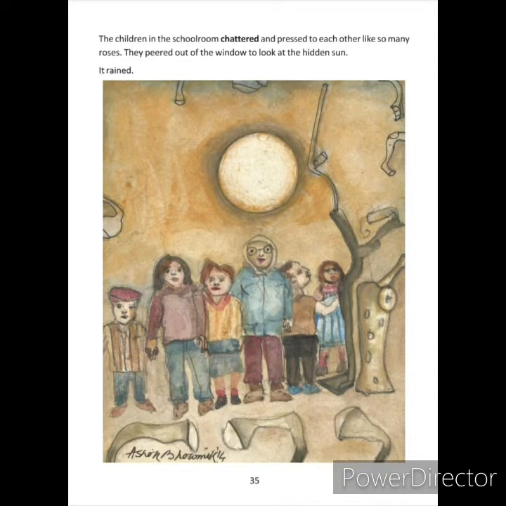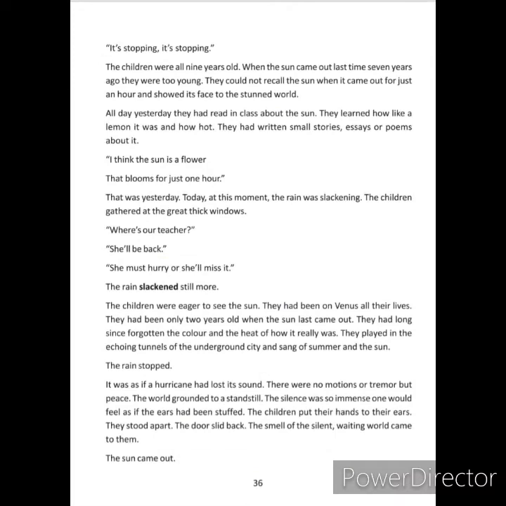The children in the schoolroom chattered and pressed to each other like so many roses. They peered out of the window to look at the hidden sun. It rained. "It's stopping! It's stopping!" The children were all 9 years old. When the sun came out last time, 7 years ago, they were too young. They could not recall the sun when it came out for just an hour and showed its face to the stunned world.